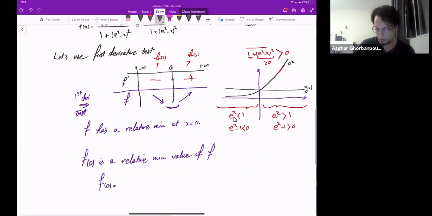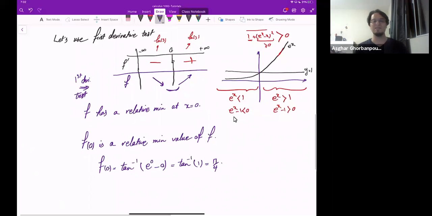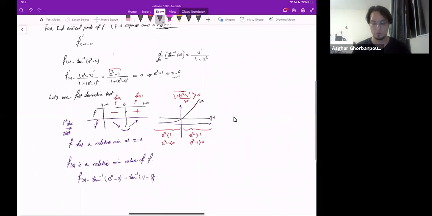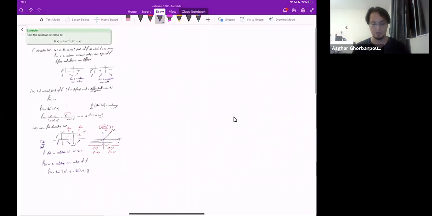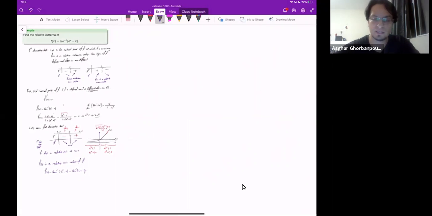f at 0 is tan inverse of e to the power 0 minus 0, that is, e to the power x minus x, and that is tan inverse of 1. And we know that tan inverse of 1 is pi over 4. So it means that the relative min value of the function is pi over 4, and it occurs at x equals 0. So this was an example to cover the first derivative test.